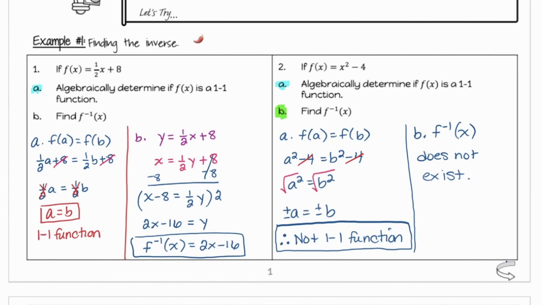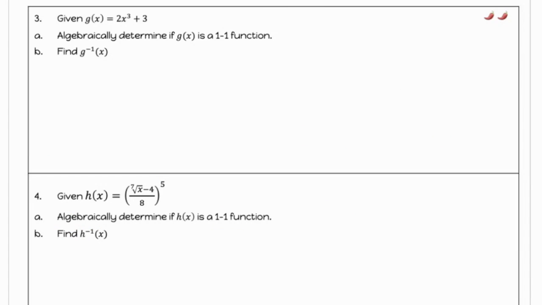So let's look at example number 3. So here is number 3. We are going to do the same kind of process, go through the algebraic piece, and then find the inverse, if possible. Part A, we're algebraically determining. For part B, we're actually going to find the inverse. So let's start with part A. So I have a g of x function. I'm going to say g of a equals g of b. My goal is to prove a equals b.